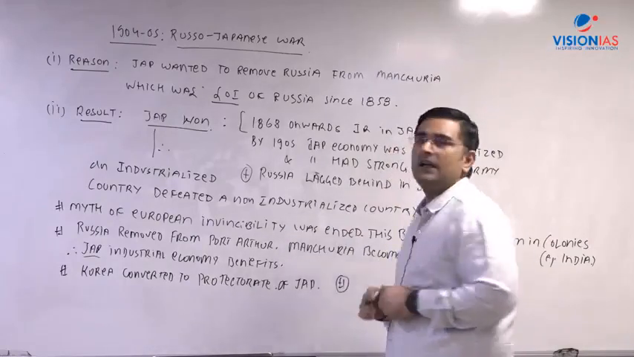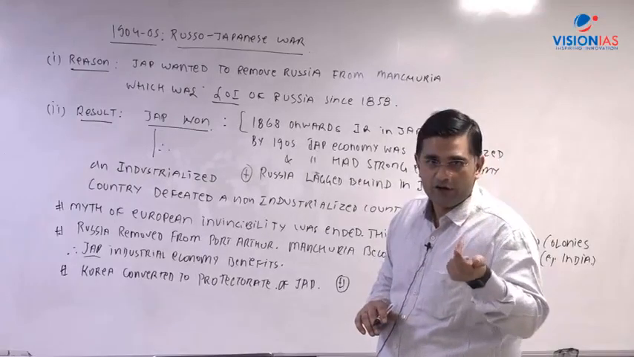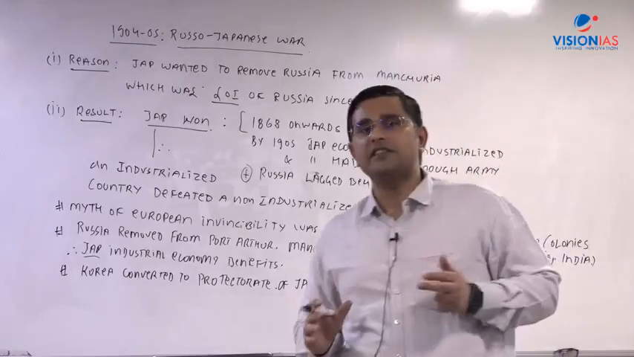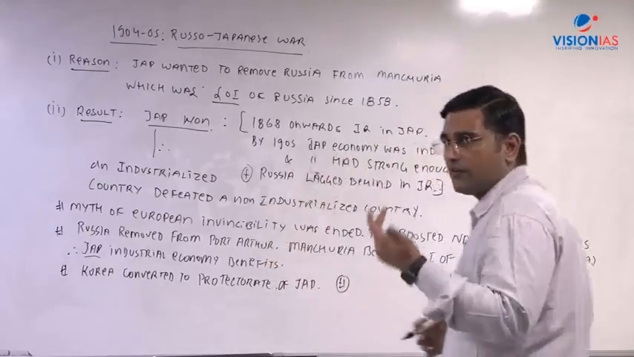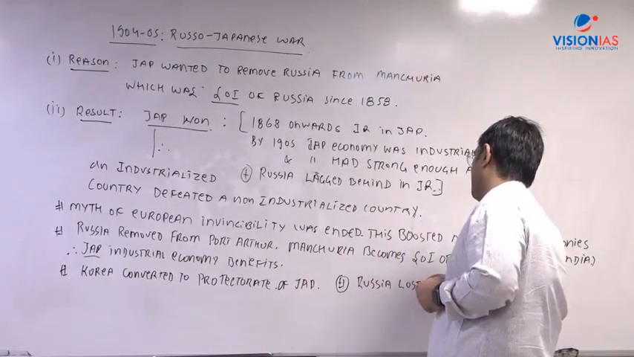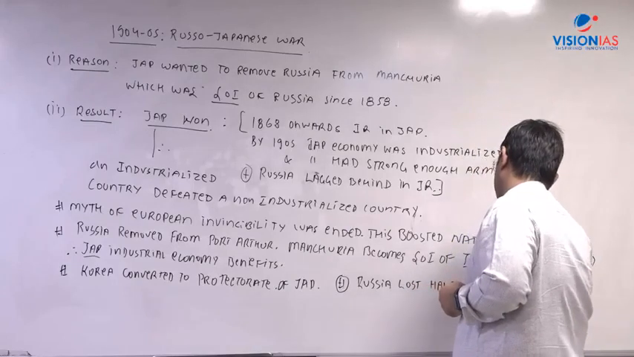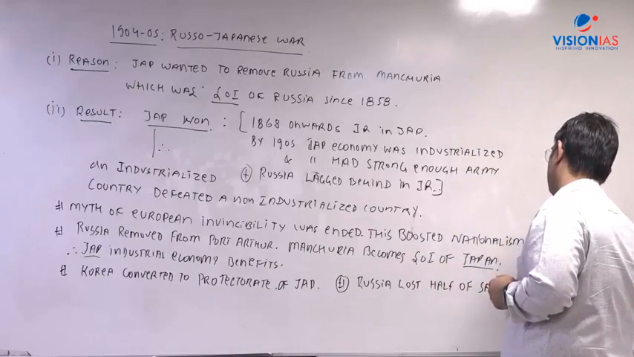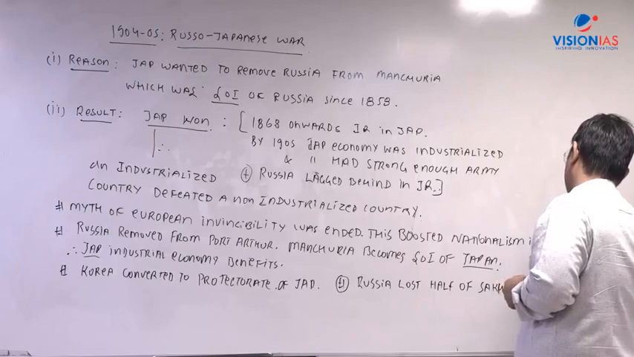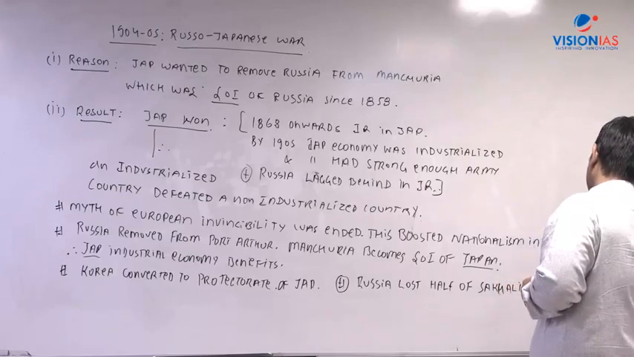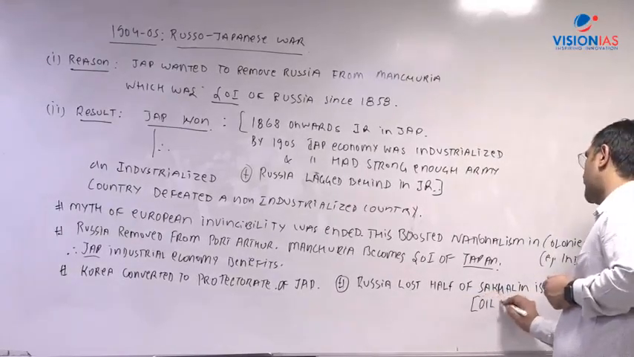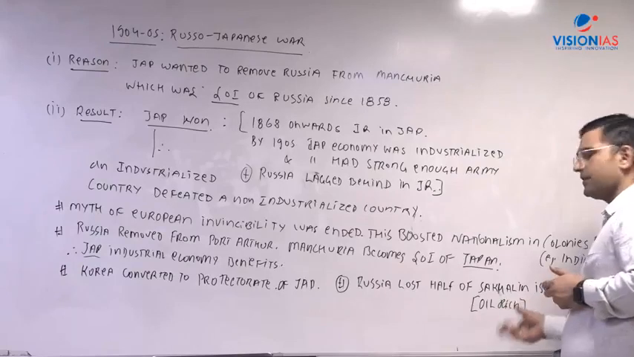Apart from this, what is happening? The Sakhalin Islands are very, very oil rich. Today, ONGC Videsh Limited has its operation in the Sakhalin Islands. So half of the Sakhalin Islands, which were of Russia, were taken over by Japan. Right? So Russia lost half of Sakhalin Islands to Japan, and these Sakhalin Islands are oil rich. आज तक oil rich है, ठीक है?